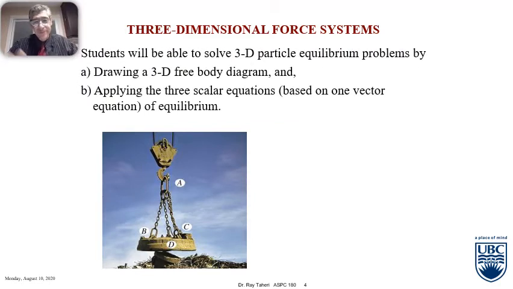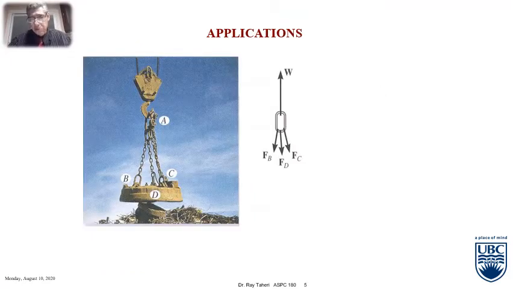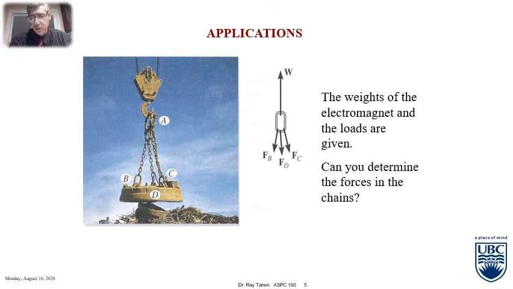So same thing, you draw the free body diagram. You should pay more attention because it's a little more complex. And you apply the three scalar equations to find the unknowns. Simple example, you have three chains connecting with this gigantic magnet to pick up all the scrap metal, perhaps to drop it in the furnace. So we can determine the forces on the chains because, being in three dimensions, you have three unknowns, three chains.